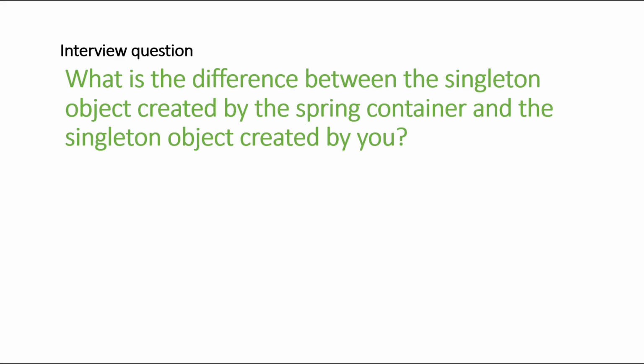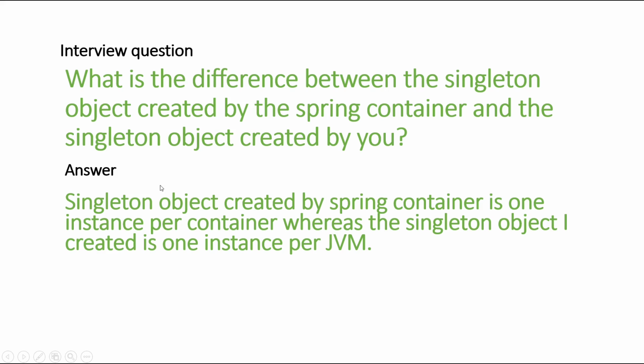So this is how you can answer. Okay, the answer is: the Singleton object created by the Spring container is one instance per container, whereas the Singleton object I created is one instance per JVM. So this is instance per JVM, that is instance per container. So this is the difference. That's it.